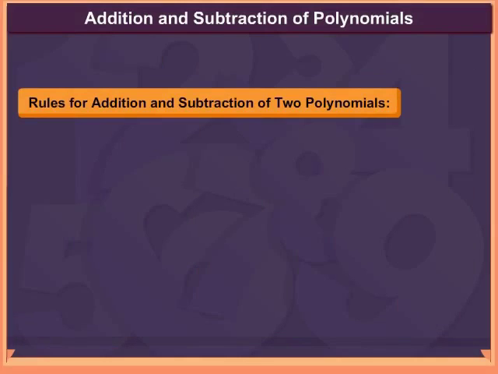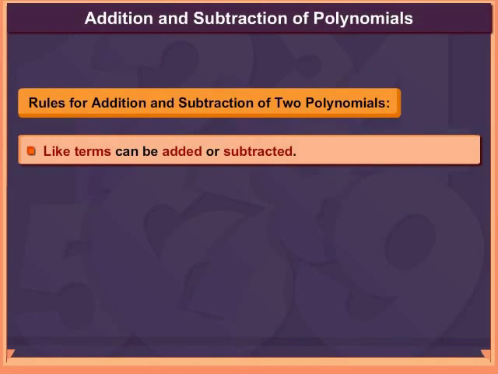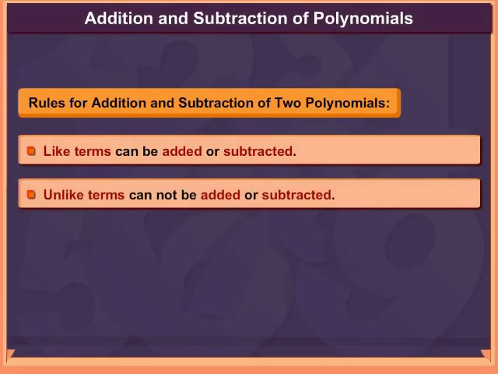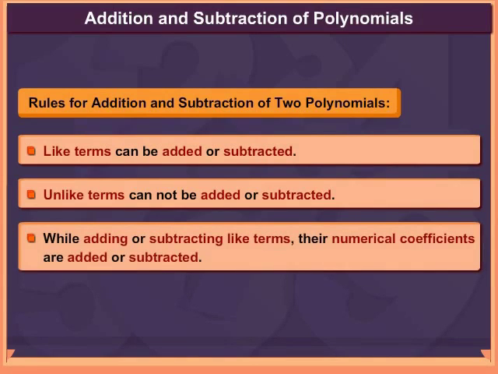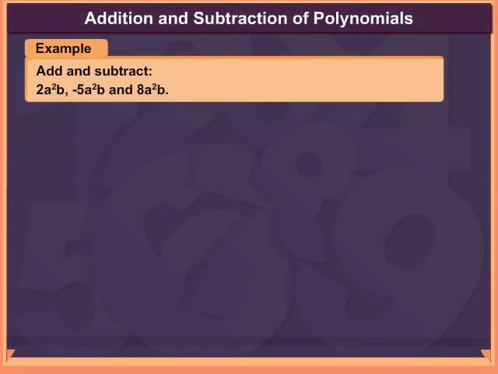Now, rules for addition and subtraction of two polynomials. First, like terms can be added or subtracted. Second, unlike terms cannot be added or subtracted. Third, while adding or subtracting like terms, their numerical coefficients are added or subtracted. Let us solve some examples to understand it.